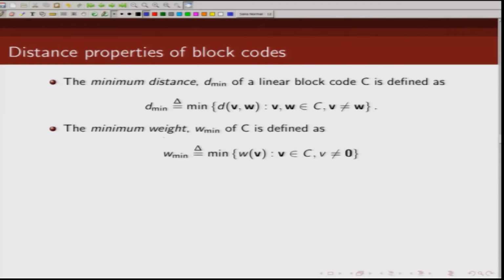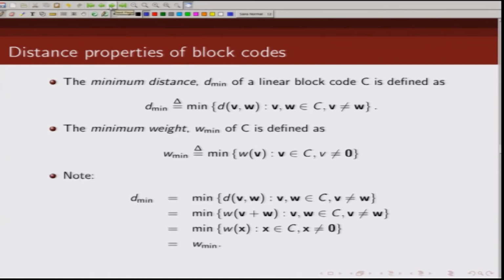Similarly, we will define a minimum weight of a code. A minimum weight of a code is defined as the minimum Hamming weight of a non-zero code word V belonging to this linear block code C. It is easy to show that the minimum distance of a code is nothing but the minimum weight non-zero code word of a linear block code. So, let us see how we can show this.